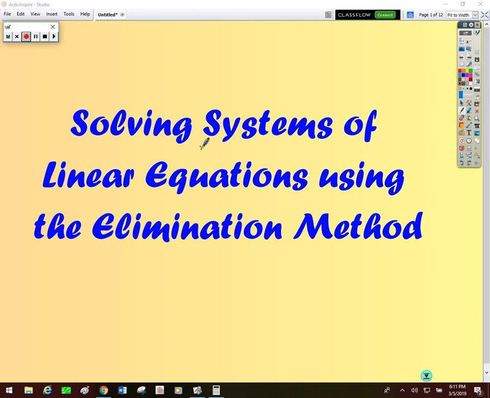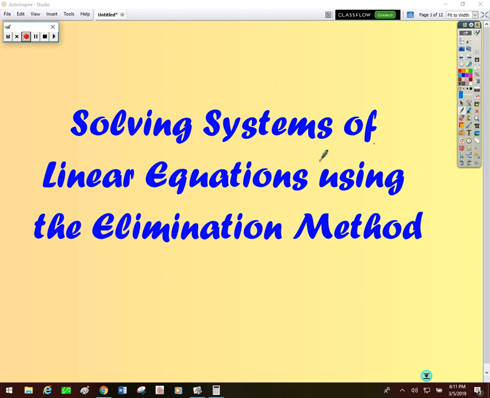Well, we're going to use elimination, and today elimination is, to me, a little more simple than using substitution, but everybody has their own preference. I just kind of like elimination, especially when we start dealing with our word problems tomorrow.